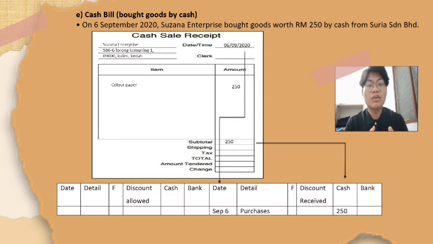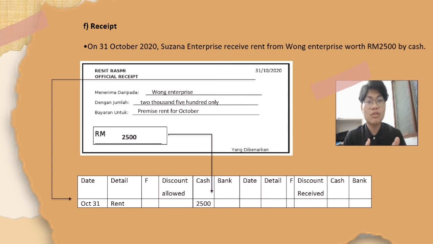The fifth document is a cash bill that is used to record buying goods by cash. With the transaction on 6 September 2020, Susanna Enterprise bought goods worth RM 250 by cash from Surya Sendan Berhad. To record this transaction, it is just like recording the cash bill in D, but this time we need to record it on the credit side because we made a payment, and the detail of the transaction we name as purchases.